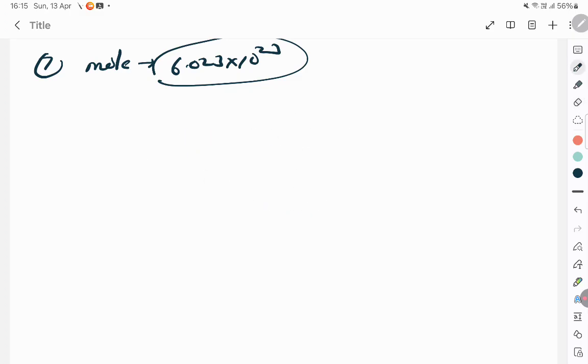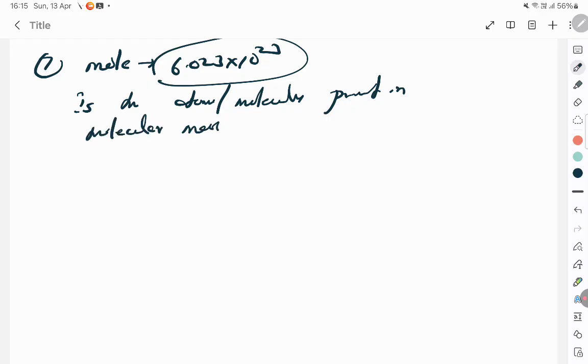You can define it as the atoms or molecules present in the molecular mass of any substance, the molecular mass of any element in grams. Okay. So next I'll teach you what is a radian.